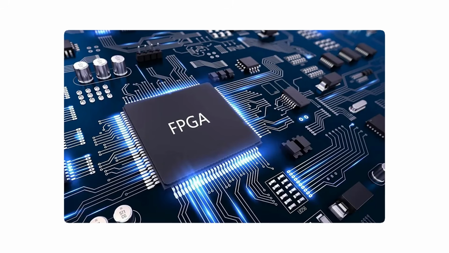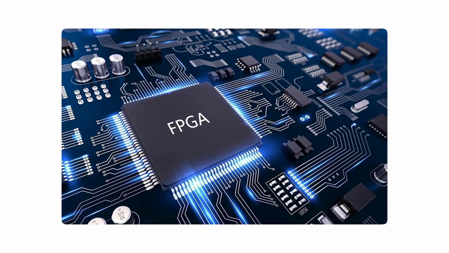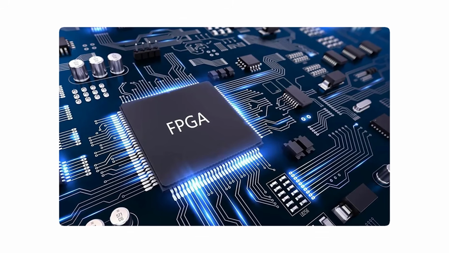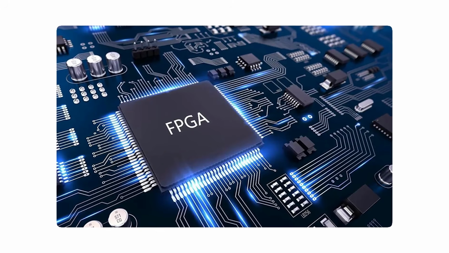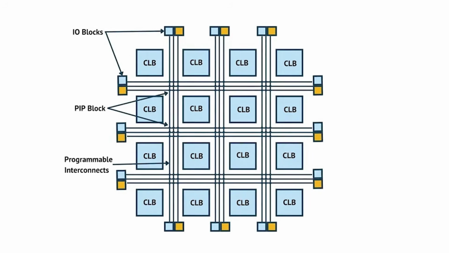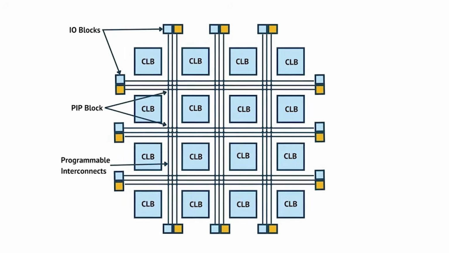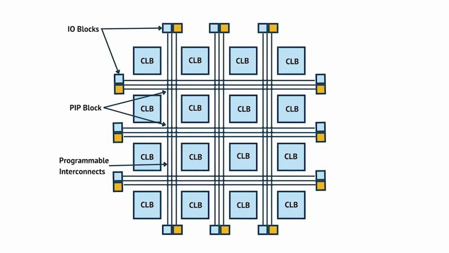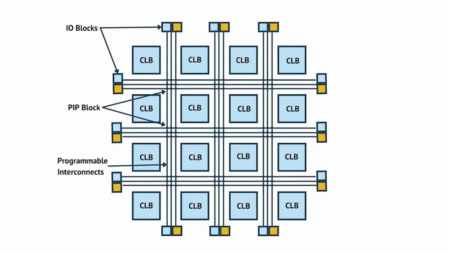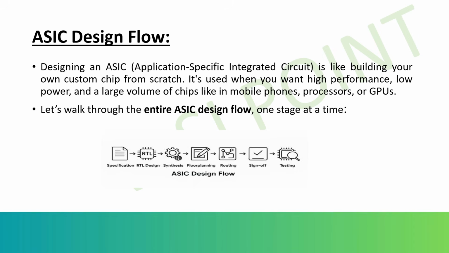However, FPGA, that is Field Programmable Gate Array, is a reconfigurable hardware chip that can be programmed and reprogrammed even after manufacturing. It contains configurable logic blocks like CLBs, interconnects, and IO blocks that can be configured using hardware code, that is HDL. So first, let's understand the ASIC design flow.